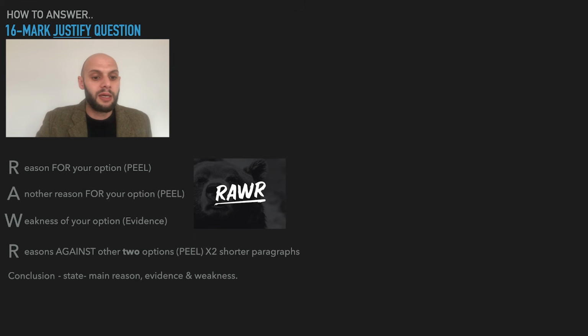Okay, then, so that's your main structure, RAW, okay? Don't forget that. The reasons for the first 3 are all about your option that you chose. The reason for your option, another reason for your option, a weakness of your option. The final R is reasons against the other 2 options, and then conclusion.